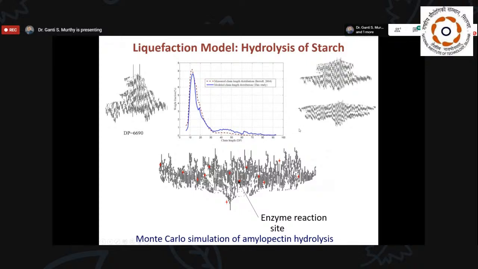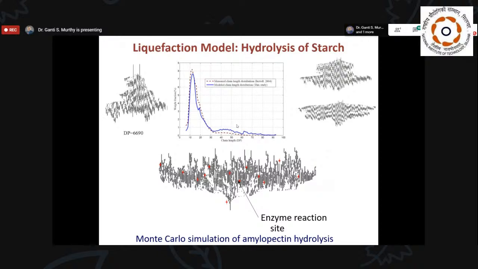Remember, I was talking about those A, B1, B2, B3, and C chains. That is essentially the chain length, the degree of polymerization, or DP. So we modeled that. The blue line represents what was modeled, and the dotted line represents what was actually measured. Between these two, it is very standard. I mean, it actually shows that the molecules that we have modeled are similar to the distributions that occur in nature. So we were confident with the first step that yes, we could model the starch molecular structure.